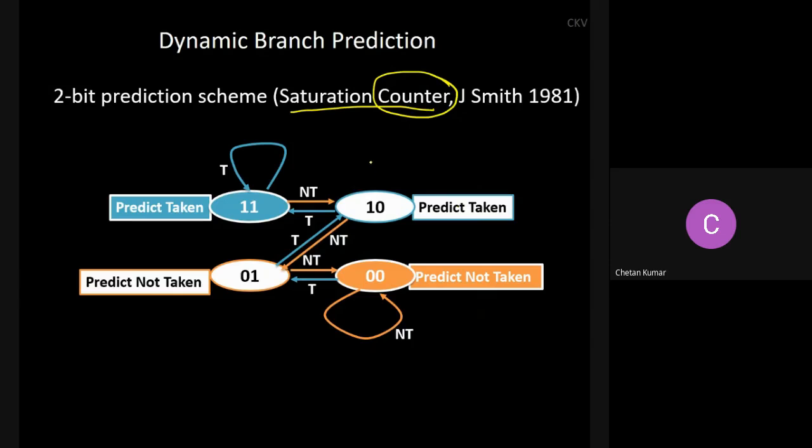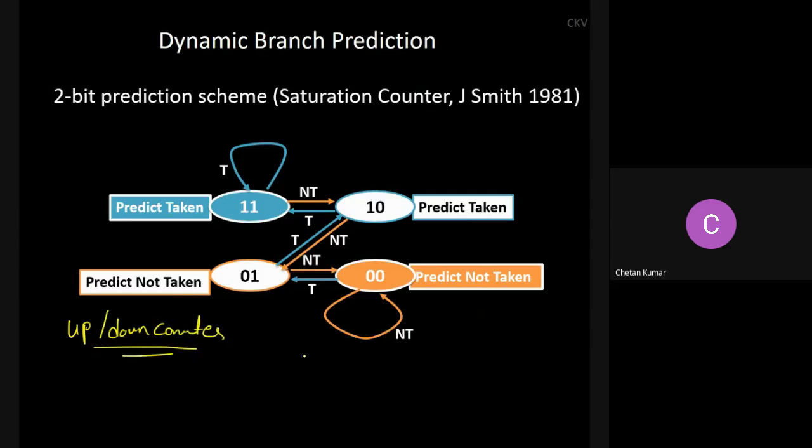Let's say I am in the 10 state. If I get a wrong prediction, I'm actually decrementing, not incrementing. Again, if I'm in 10 and the prediction is not taken, which is wrong, I decrement, not increment. Similarly, if I am in 01 and my prediction is wrong, that is, if I say not taken, it will increment, not decrement. So it is actually behaving like an up-down counter.